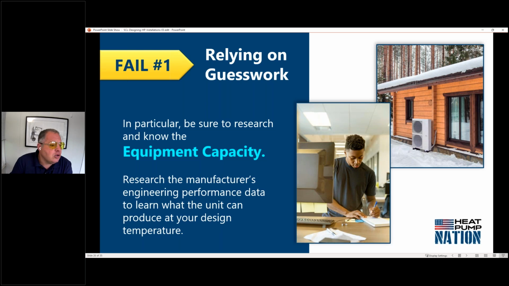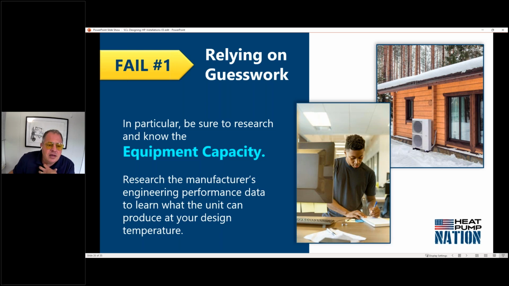Contractors need to go and look that up. It's in the manufacturer's engineering performance data. Unfortunately, sometimes they just kind of guess based on some simple metrics, and it's not the right way to do it. You cannot rely on guesswork. You have to do some simple math and have that information ready.